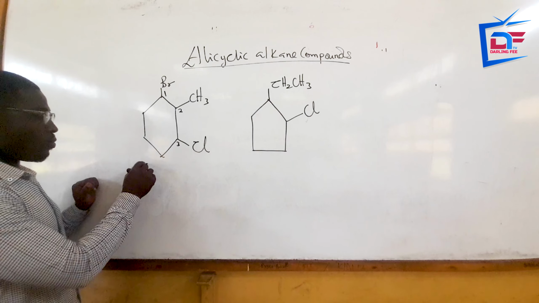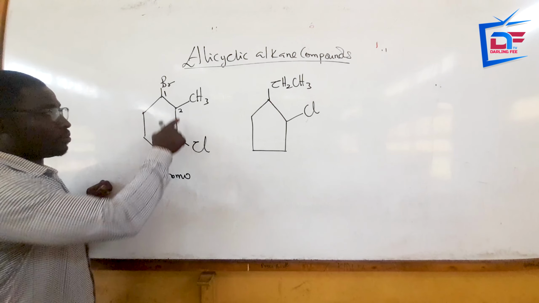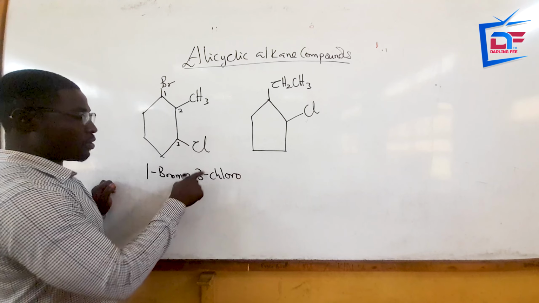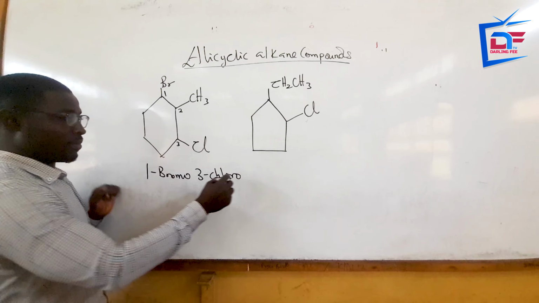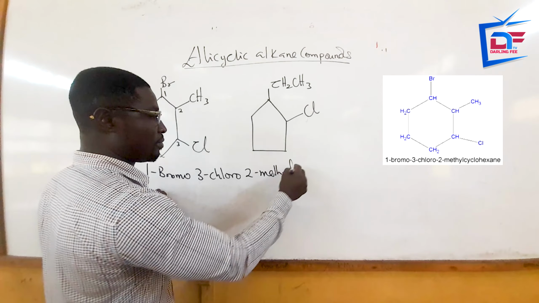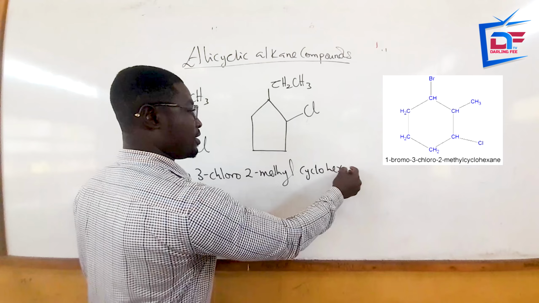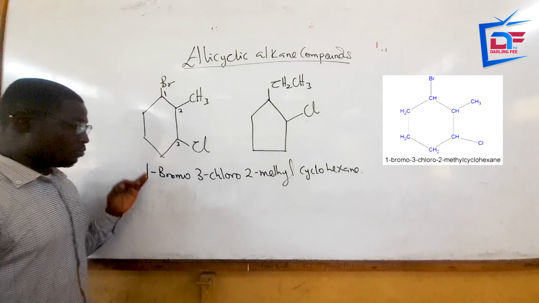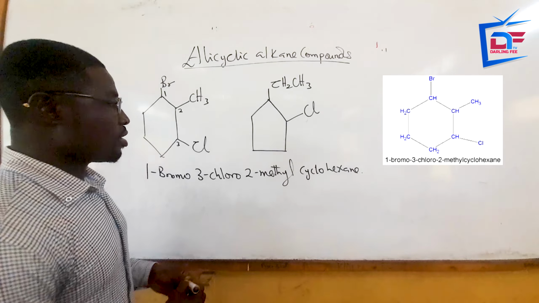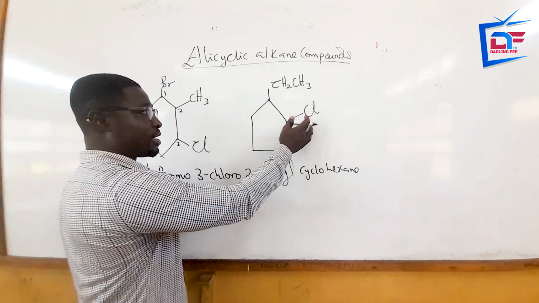So we have 1-bromo, 3-chloro, because C comes before M, 2-methylcyclohexane. So 1-bromo, 3-chloro, 2-methylcyclohexane. Now what about the last one? This is Cl, that is what?